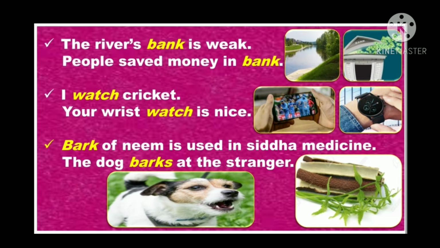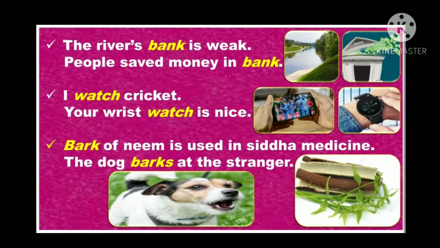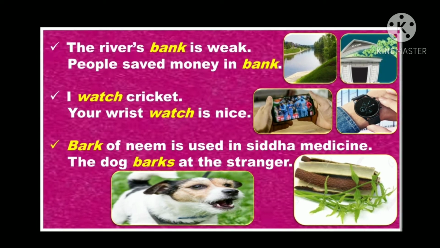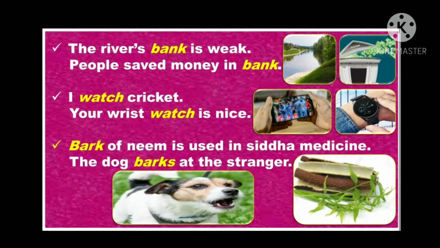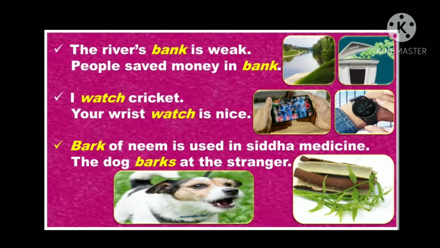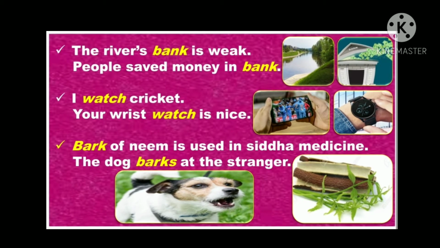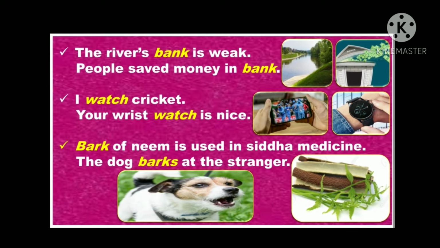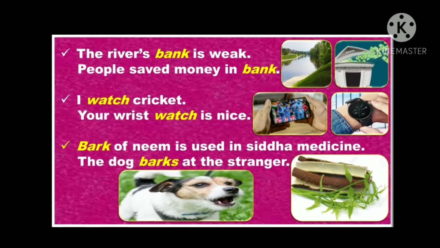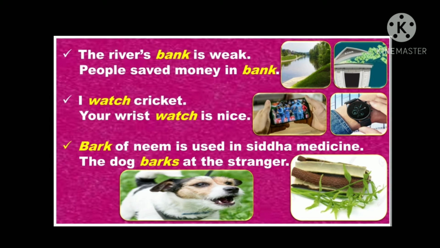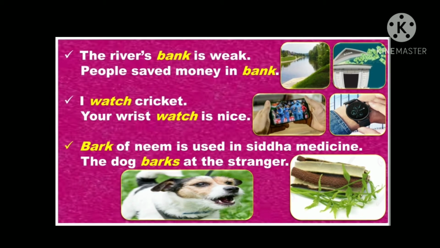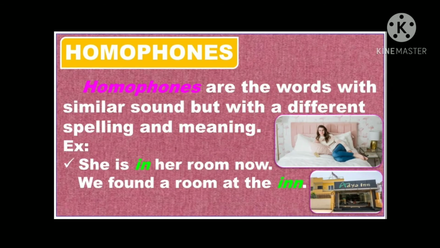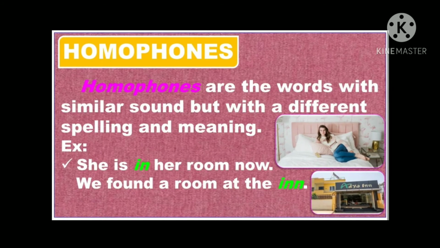And the third one is: bark of neem is used in Siddha medicine. The second sentence: the dog barks at the stranger. So, the first bark is the outer layer of the stem or branches, and the second bark is a loud noise, especially that noise made by a dog. Got it? Okay.